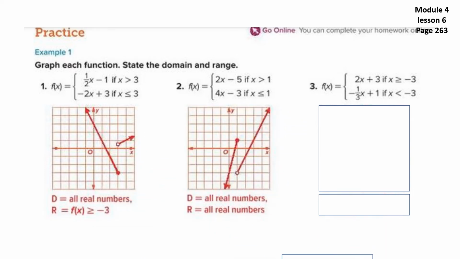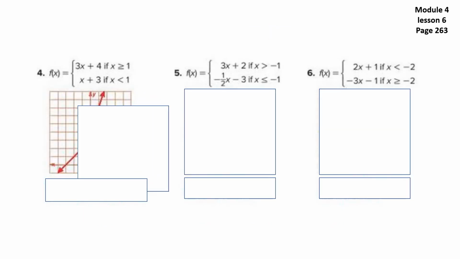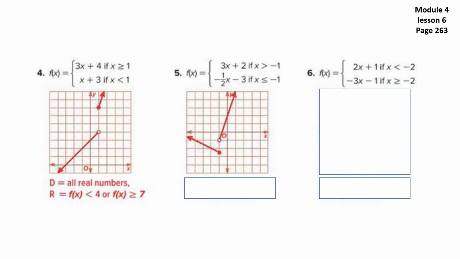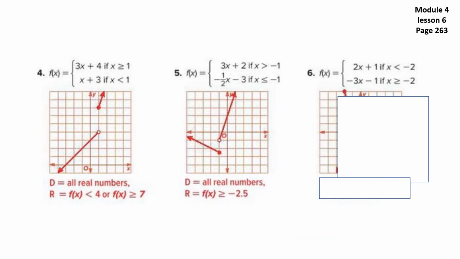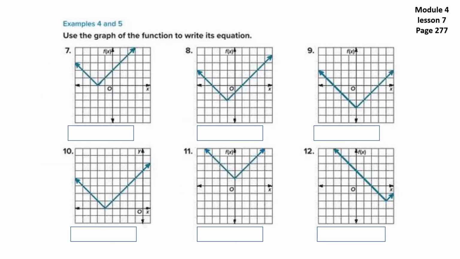So these are the graphs with the domain and range for module 4, lesson 6, page 263. Moving on, we have module 4, lesson 3, page 263, some more graphs. These are piecewise functions, piecewise defined functions. That's why you can see the pieces. And then we have the graph of the function given, and we have to write the equation.